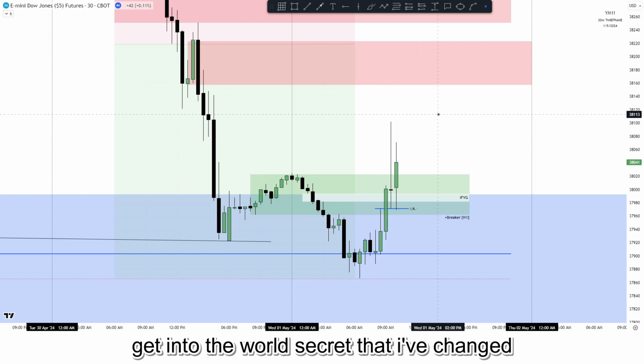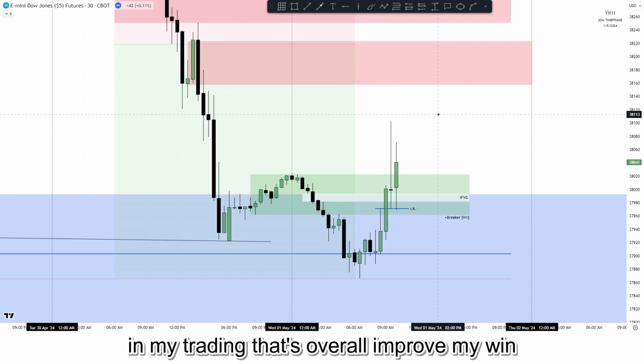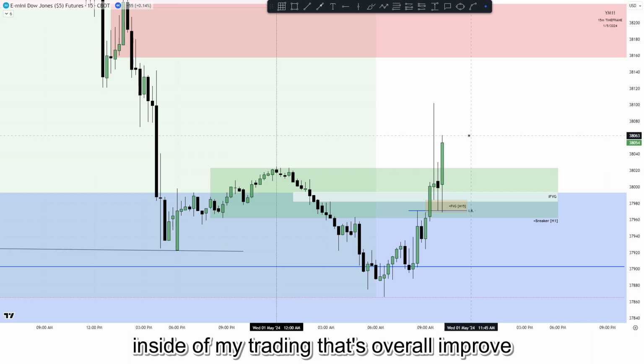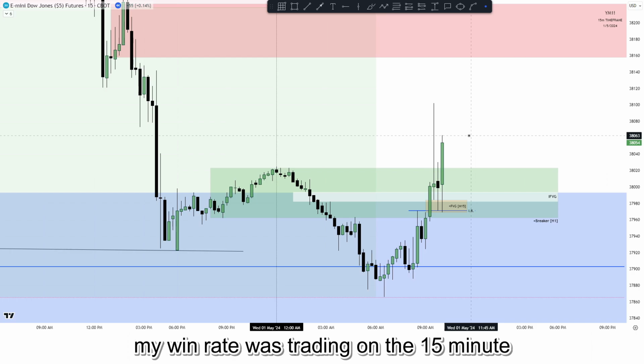And this is where I get into the one secret that I've changed in my trading that's overall improved my win rate. So the one change that I've made inside of my trading that's overall improved my win rate was trading on the 15-minute time frame.